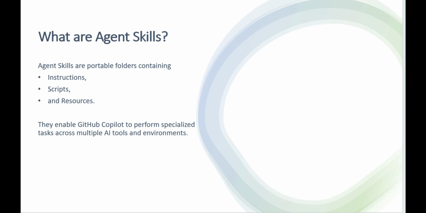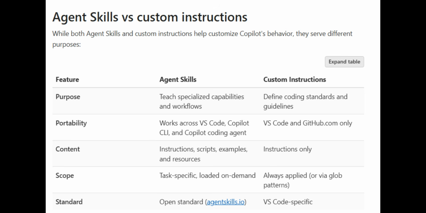Agent skills are specialized folders in your project, including instructions, scripts, and resources that your agent can load dynamically to perform a specialized task. This might look similar to custom instructions, but they are different. So I will show you the difference between instructions and agent skills. The purpose of agent skills and custom instructions is the same, but in agent skills, you can include scripts and resources also, along with the instructions.